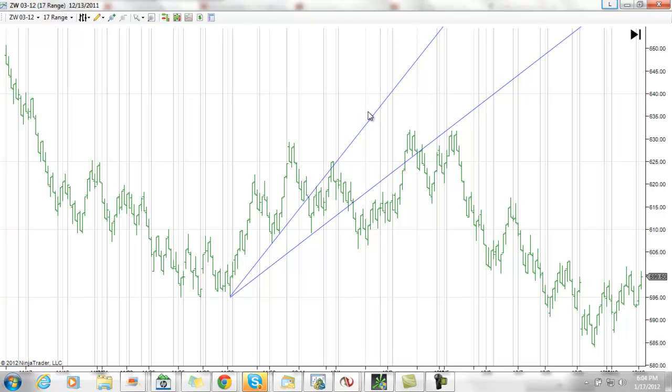But look at the momentum here. Is it easier to walk up this? I don't care how fit you are, as easy as it is to walk up these stairs. How about this momentum?